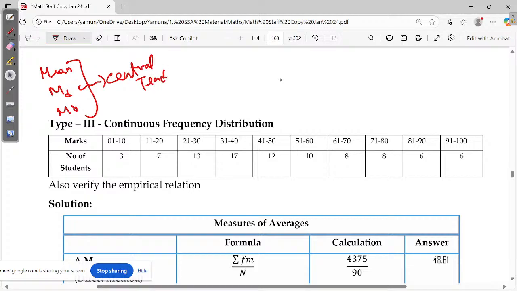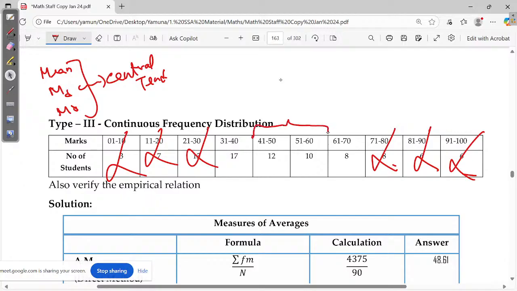So where does it have to lie? Somewhere in the central valley. So definitely it will never lie over here. Am I right? To be very exact, it's going to lie over here only. You agree with me? And because the highest frequency is over here, I can say this is the class where I can get the modal value. That's why you call this the modal class.